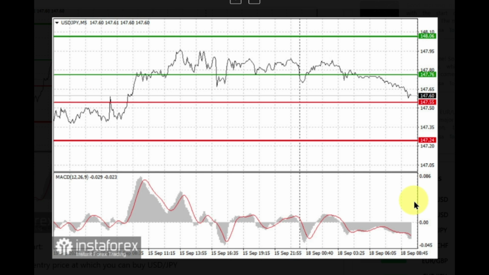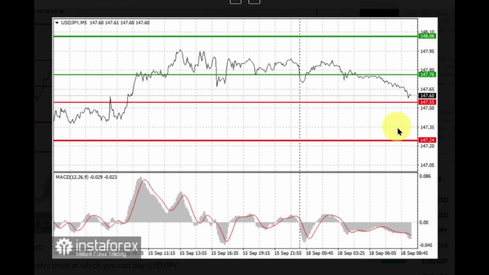Also consider buying USDJPY after two consecutive price tests of 147.55. But the MACD line should be in an oversold area, as only by that will the market reverse to 147.76 and 148.06.